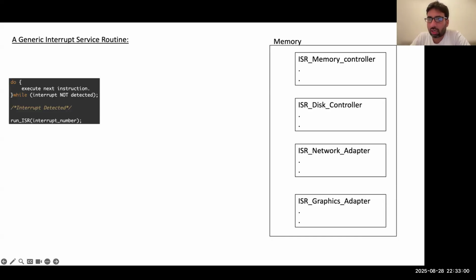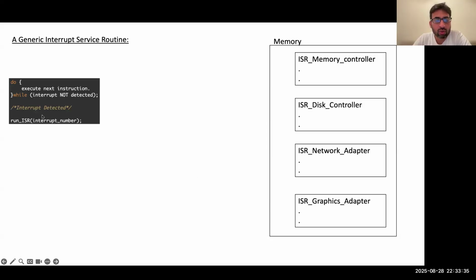So on the right side, let's say we have interrupt service routines for different types of devices like memory controller, disk controller, and so on, stored in memory. Essentially, interrupt service routines are also programs. It is code and it is a part of the operating system, so definitely it resides in memory. So let's say that we have these different ISRs saved at some locations in memory. And so how do things work when the operating system handles an interrupt?